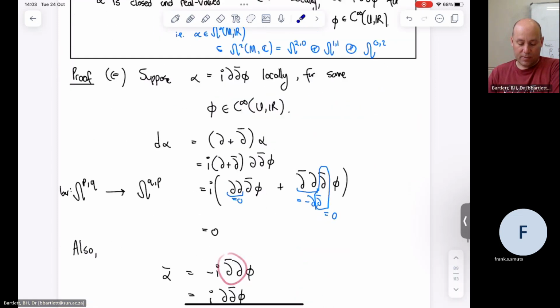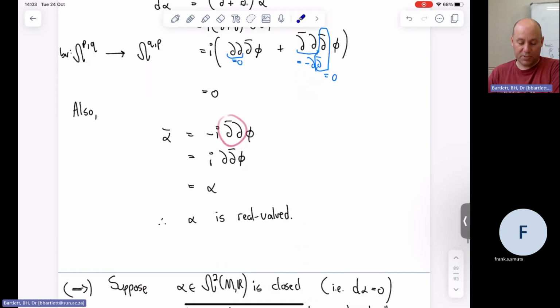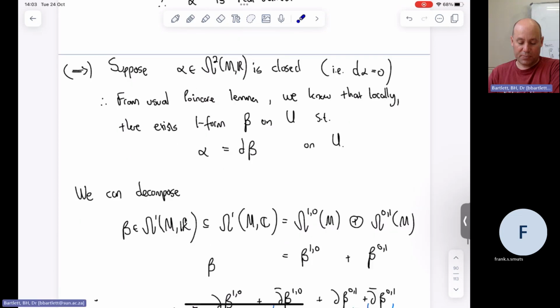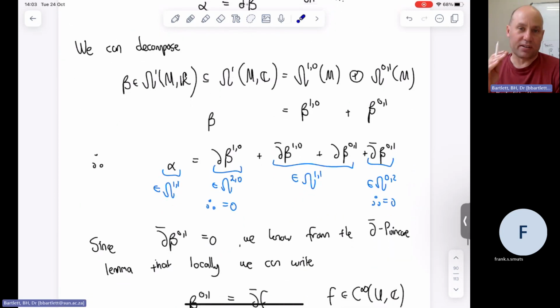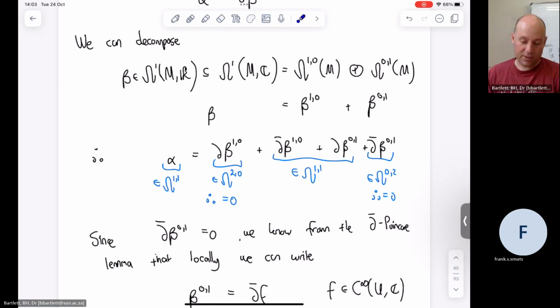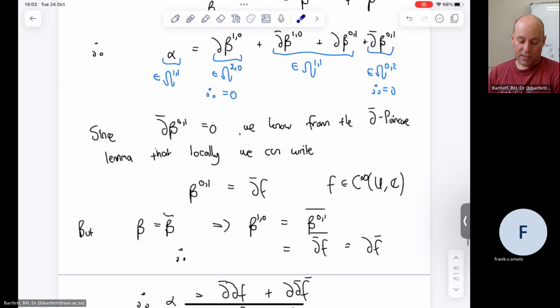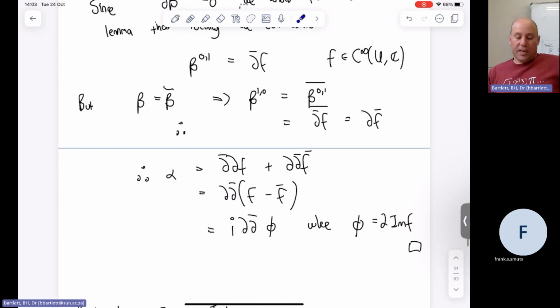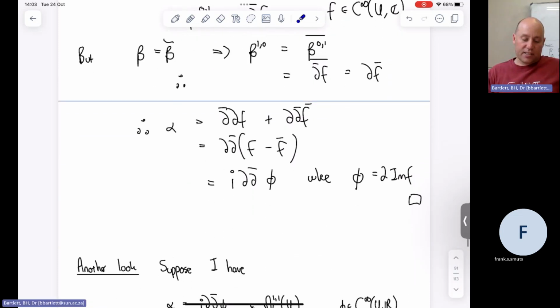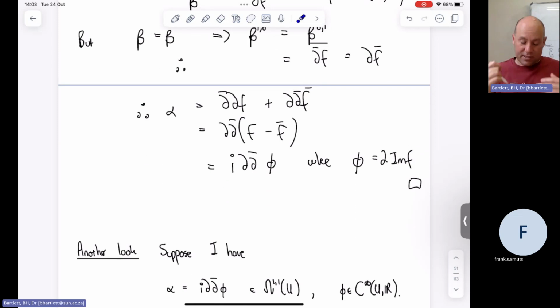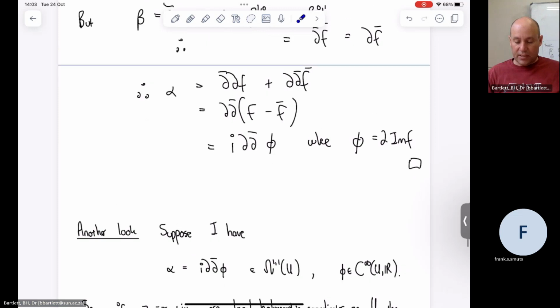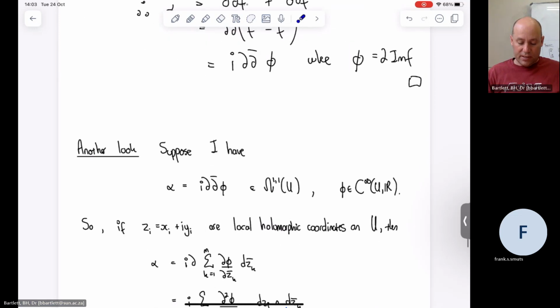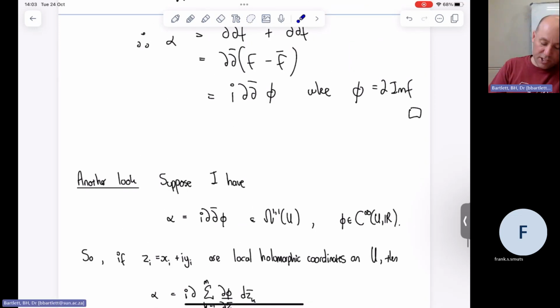Okay. And we gave this proof. And this proof didn't rely on local coordinates. It was more just sort of canonical. But I thought it's a good idea to start here by going through a similar calculation, but writing things out in local coordinates. So suppose you've got an alpha like this.